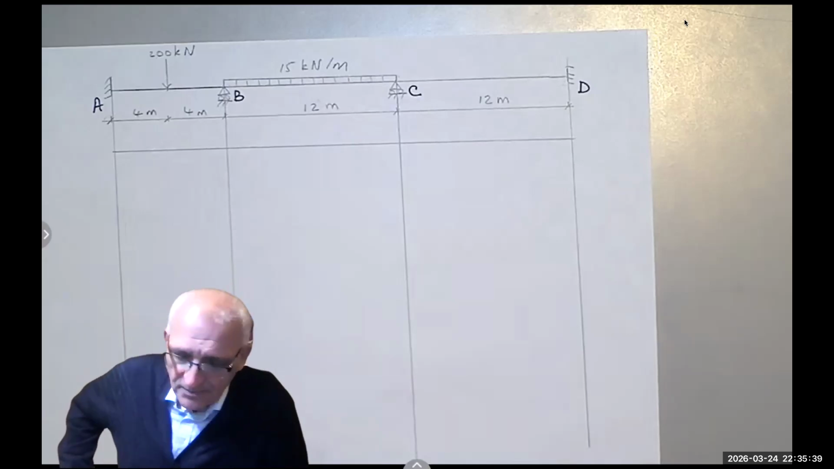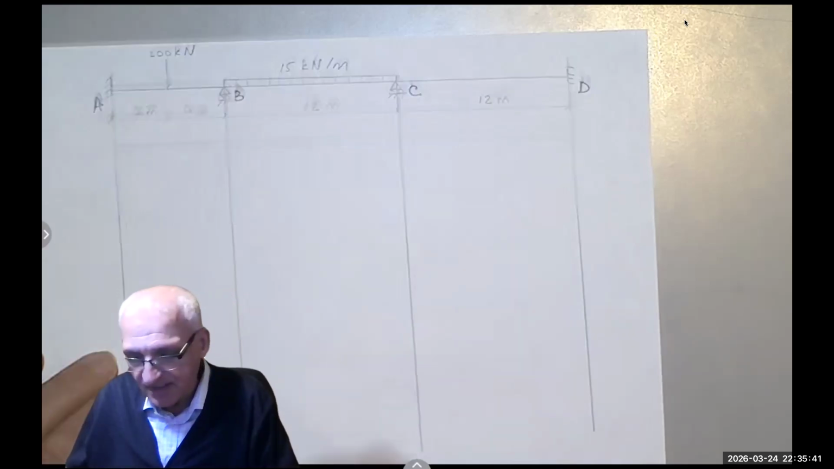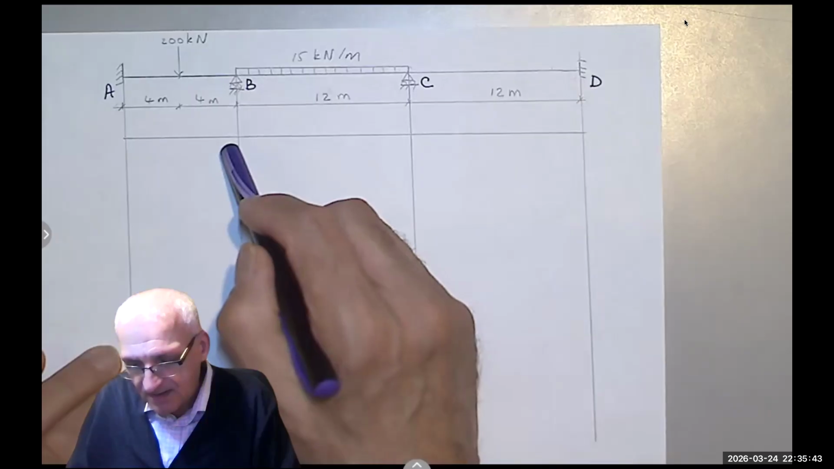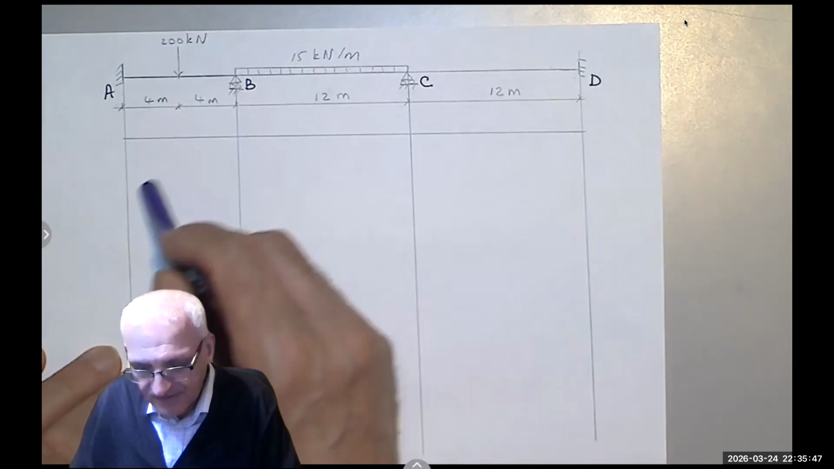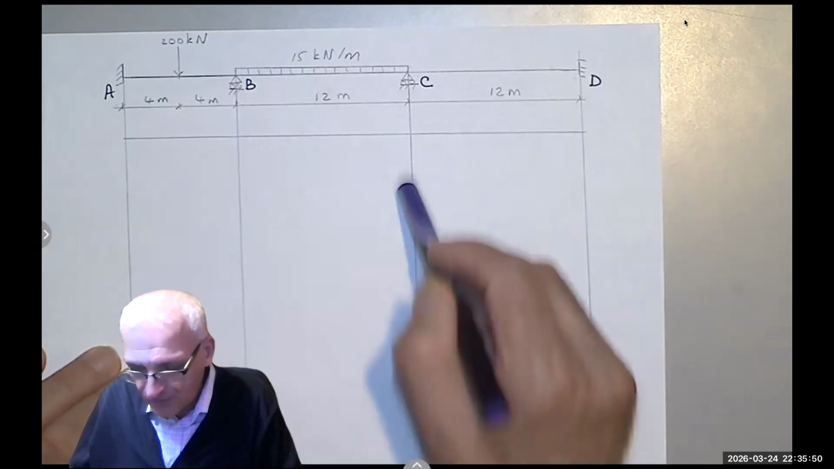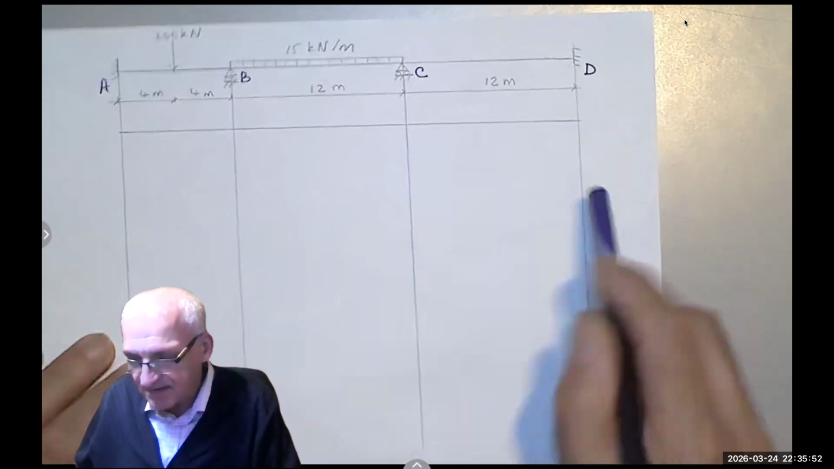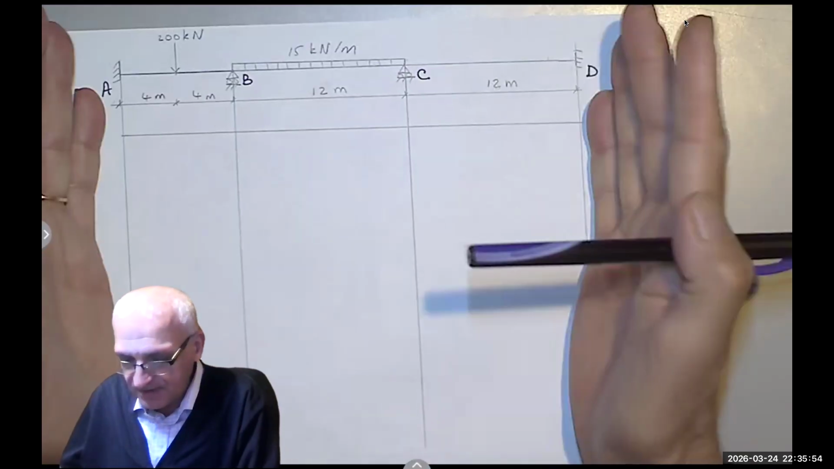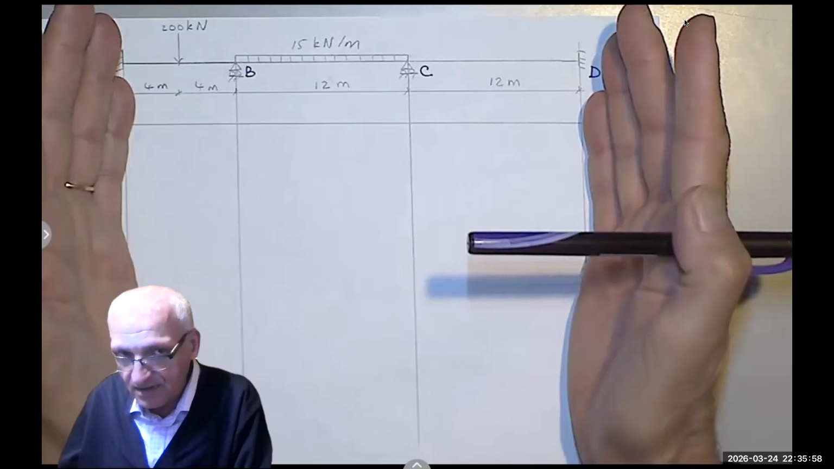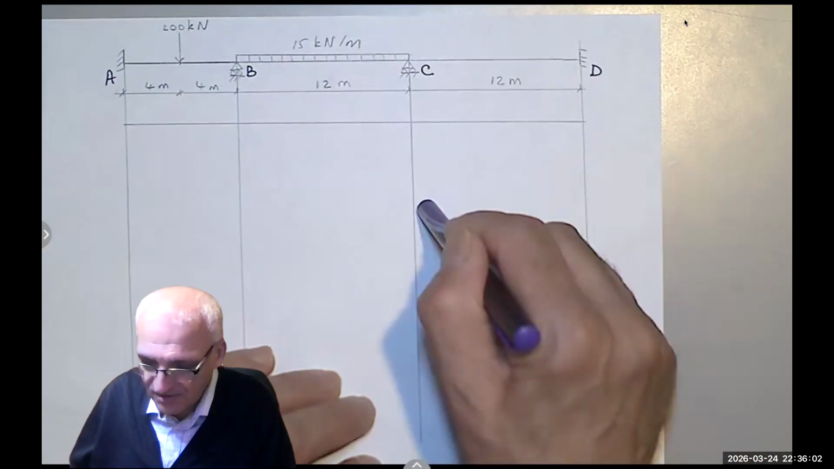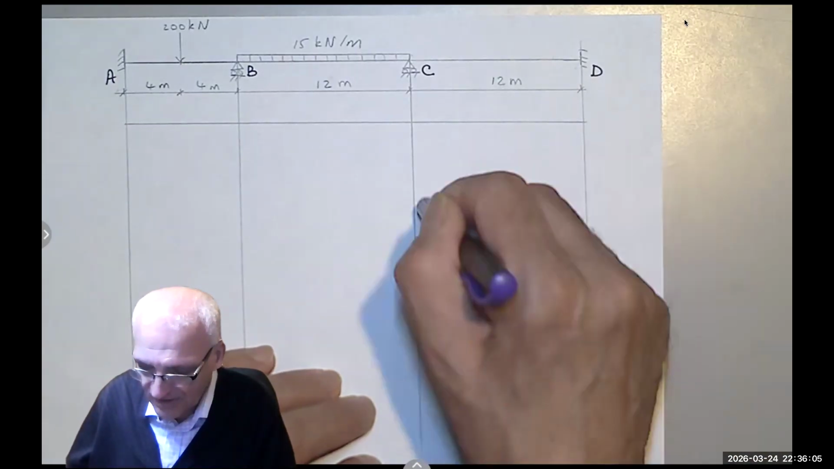Then we do something called carryover. I will carry over half of every moment from here to there, but I don't carry over any moment from the fixed end support. I don't go from the moment on this side to that side. I will show you what I mean in a second.